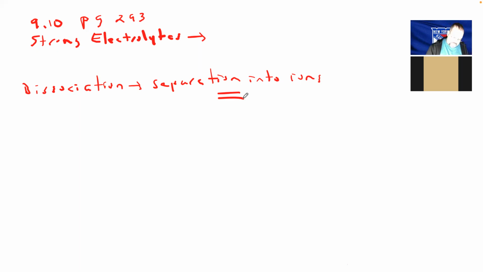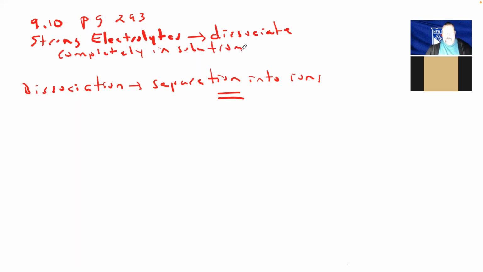Strong electrolytes dissociate completely in solution. And that's why in solution, they exist only as ions. When you take a look at an equation for their dissociation, you only see a single arrow pointing towards the right, which is what you see in most chemical equations.